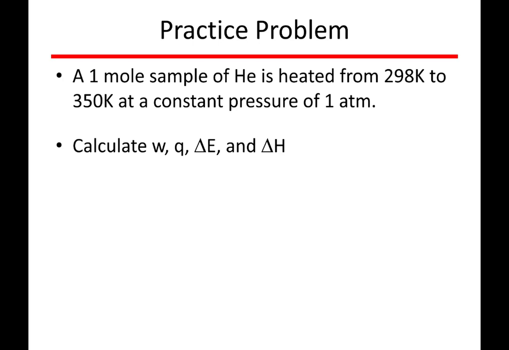Here in this problem, we're told we have a 1 mole sample of helium gas heated from 298 Kelvin to 350 Kelvin at a constant pressure of 1 atmosphere. And we're asked to calculate all 4 thermodynamic variables that we've been studying so far: W, Q, delta E, and delta H. Now, in solving this problem, it's so important that you make sure that you're using the right equations and at the right time.